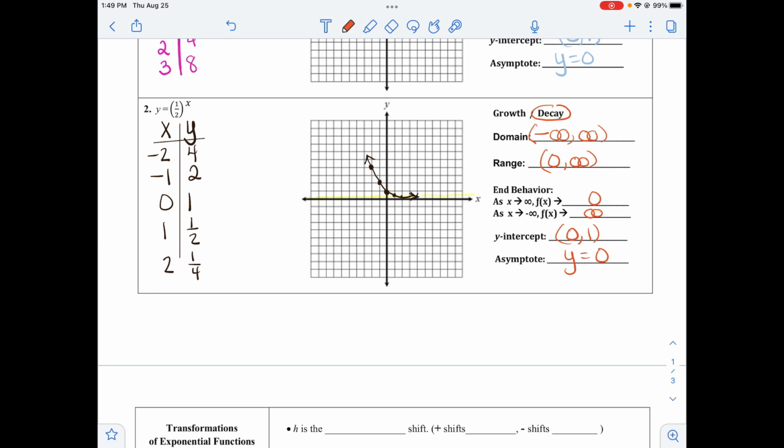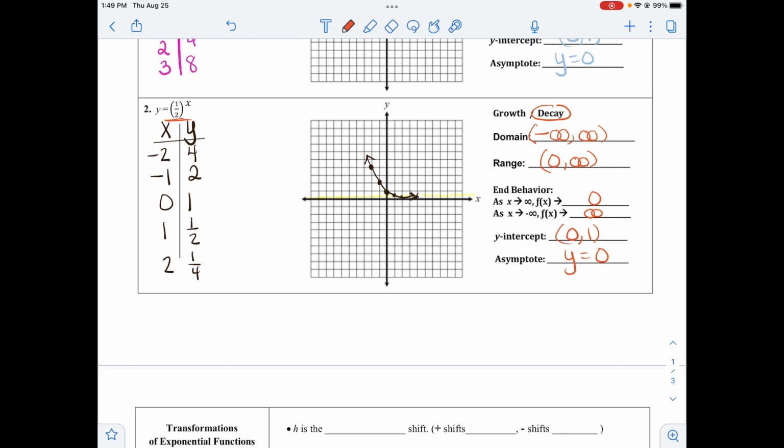Now, if you take a look here, we notice that this one is actually decaying. It starts up high, and as we go left to right, it goes down. So looking at the graph, it's decay. If we look at the equation, we see that the growth factor, the 1/2, or the base, is smaller than 1, so that tells us it's decaying, but bigger than 0. If it was 0, it wouldn't have anything. And it can't be 1, if we remember that from previous courses.